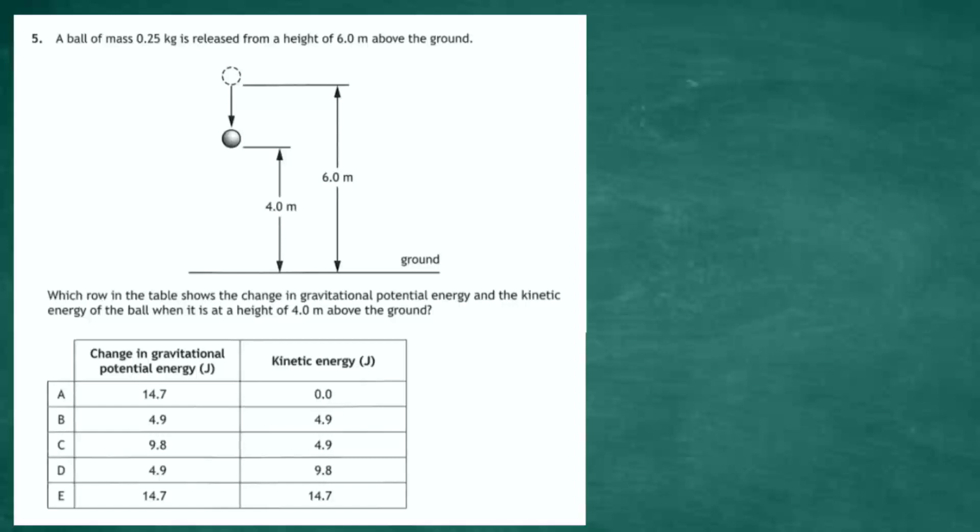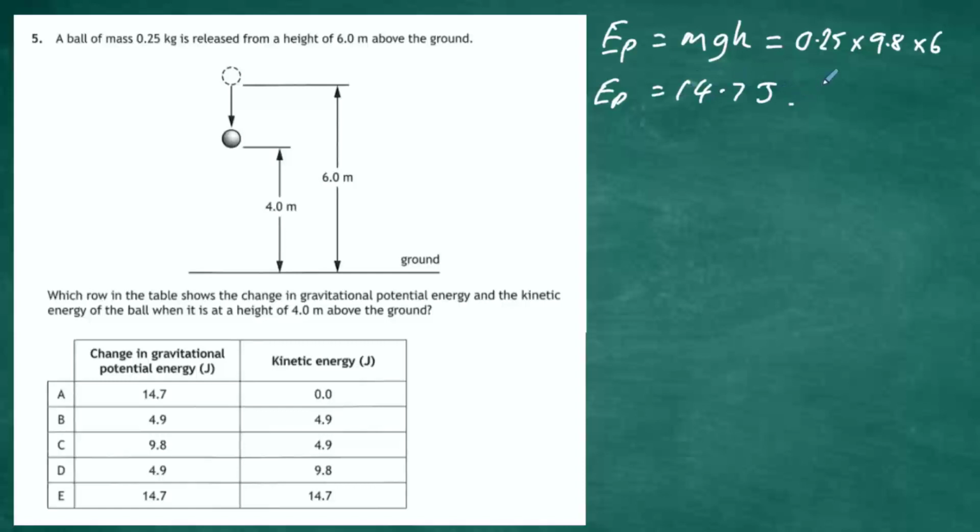Now be very careful here. It's asking you for the change in gravitational potential energy and the value of the kinetic energy at a height of 4 metres above the ground. Let's start at the very top, and we can work out the potential energy of the ball. EP is going to equal mgh. And that's going to equal the mass of the ball, which is 0.25, multiplied by 9.8 and multiplied by the height, which is 6 metres. So at the very top, the potential energy is going to give you a value of 14.7 joules. So that's the potential energy at the top.